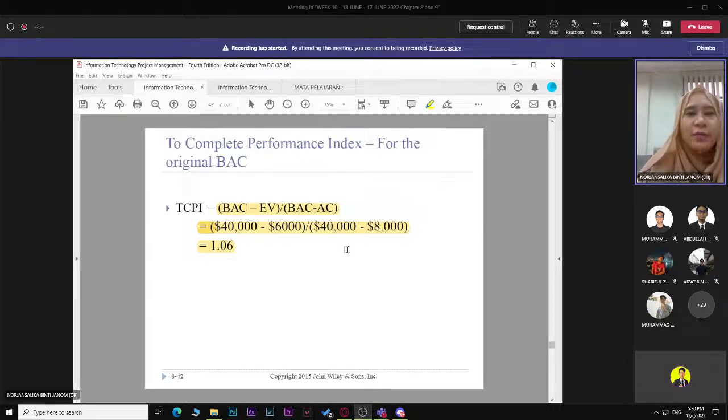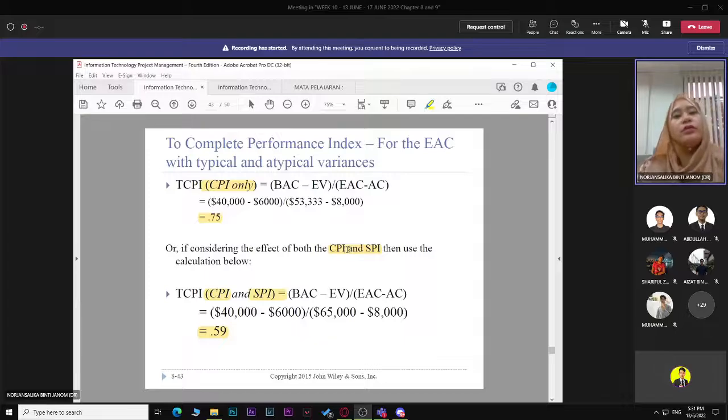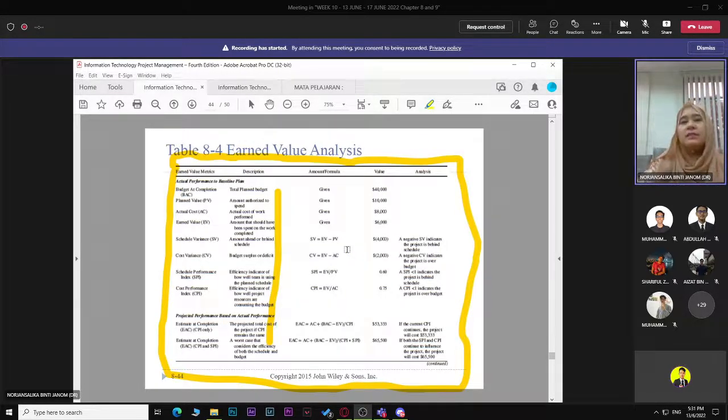Alright, good question to be asked. Okay, so this is the total complete TCPI. Okay, and for each one you just calculate again based on the formula. So of course for typical variance, the value is only 0.75 and the productivity that you got is only 0.59. And this is the nice table to refer to. Dia buatkan semua complete.